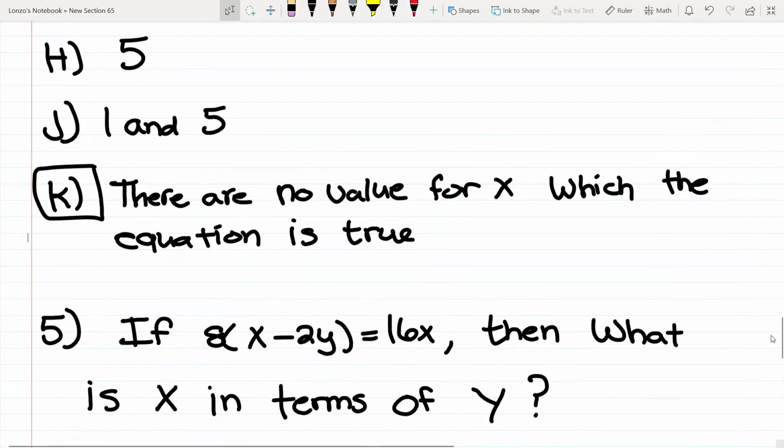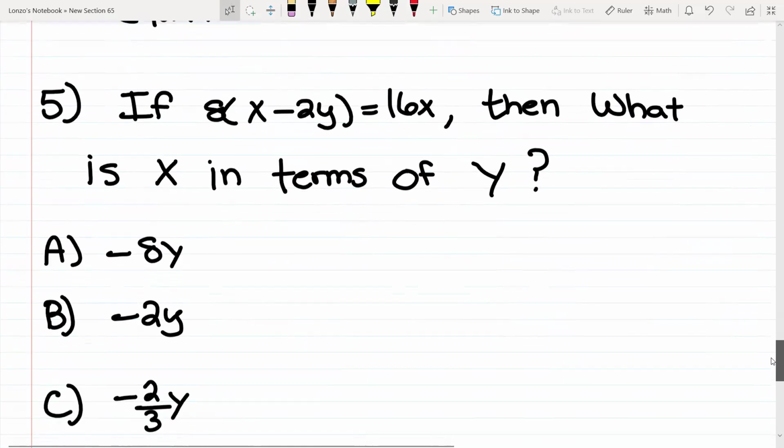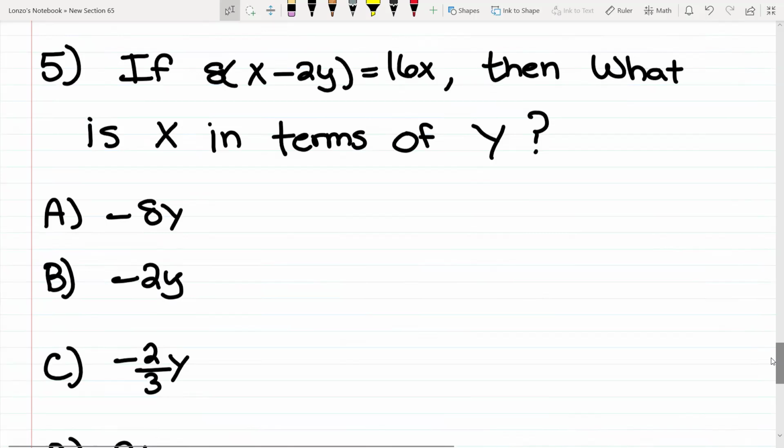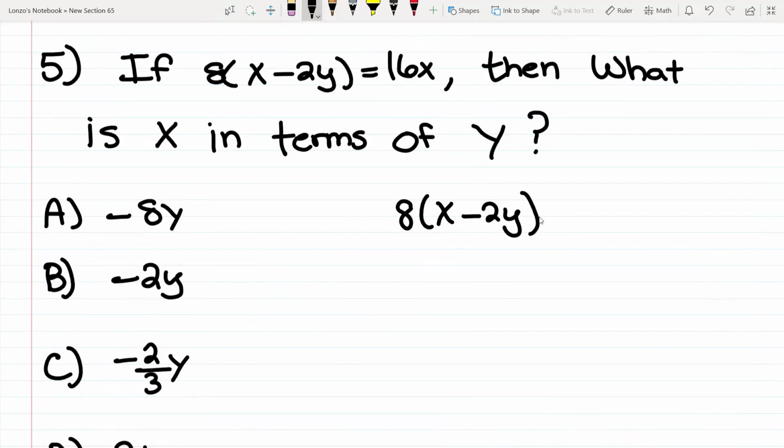Okay, question 5. Question 5 says, if 8 parentheses x minus 2y equals 16x, then what is x in terms of y? So they basically want you to solve for x. That's it. So we have 8 parentheses x minus 2y equals 16x, and I want to solve for x.